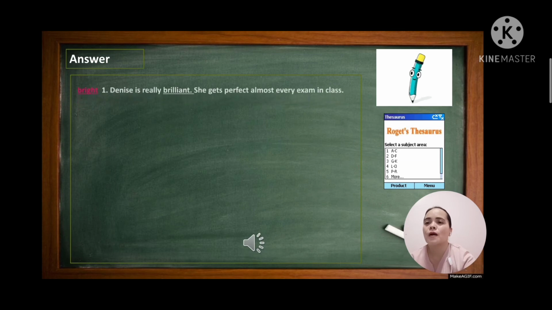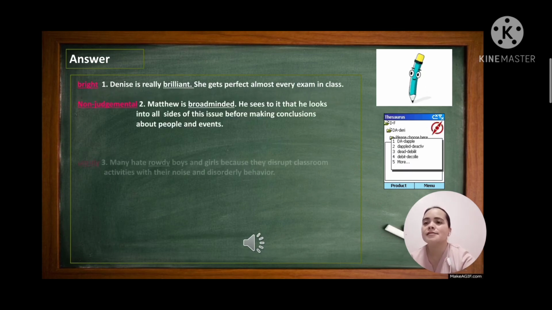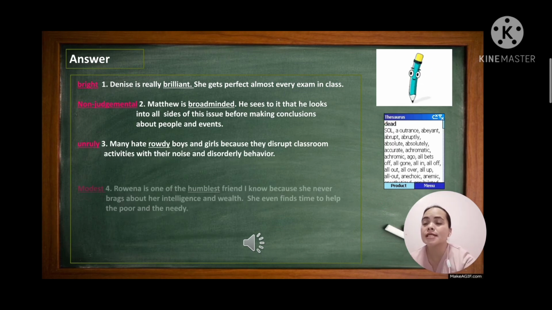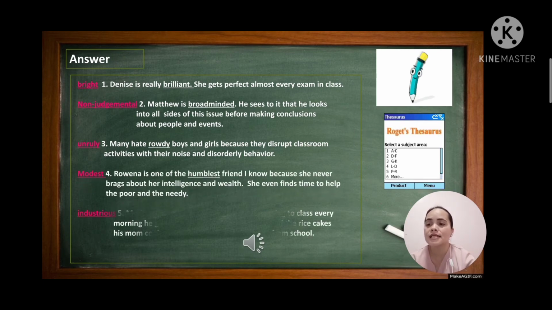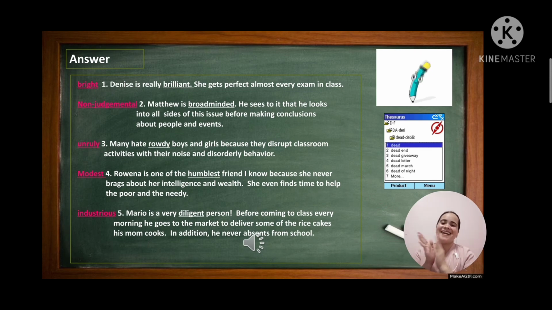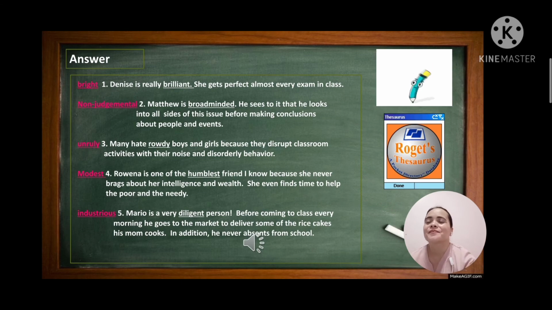Okay, for number 1, brilliant means bright. Next, broad-minded means non-judgmental. Next, rowdy means unruly. 4th, humblest means modest. And 5, diligent means industrious. So, did you get the same answer, class? Okay, perfect. Okay, let's proceed to the next exercise.